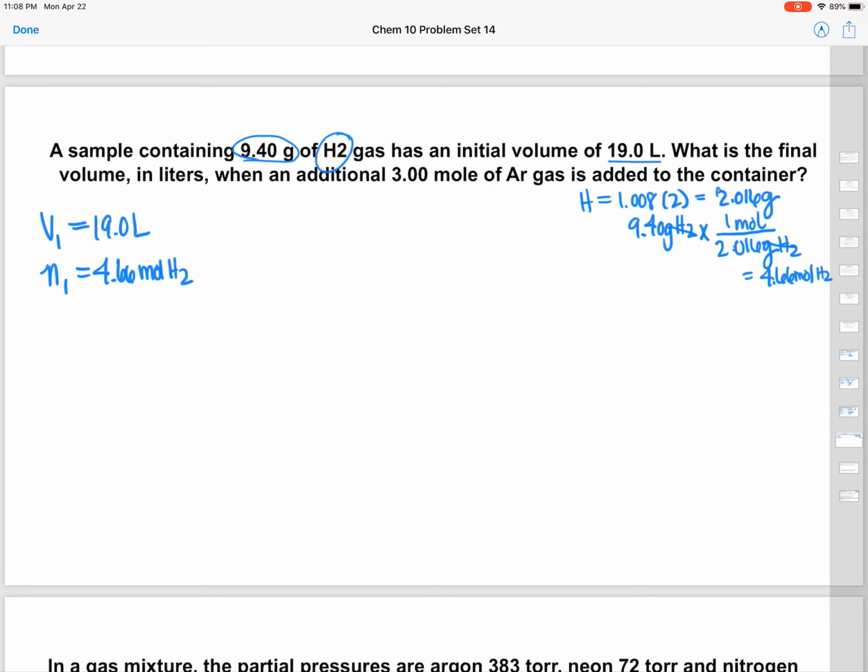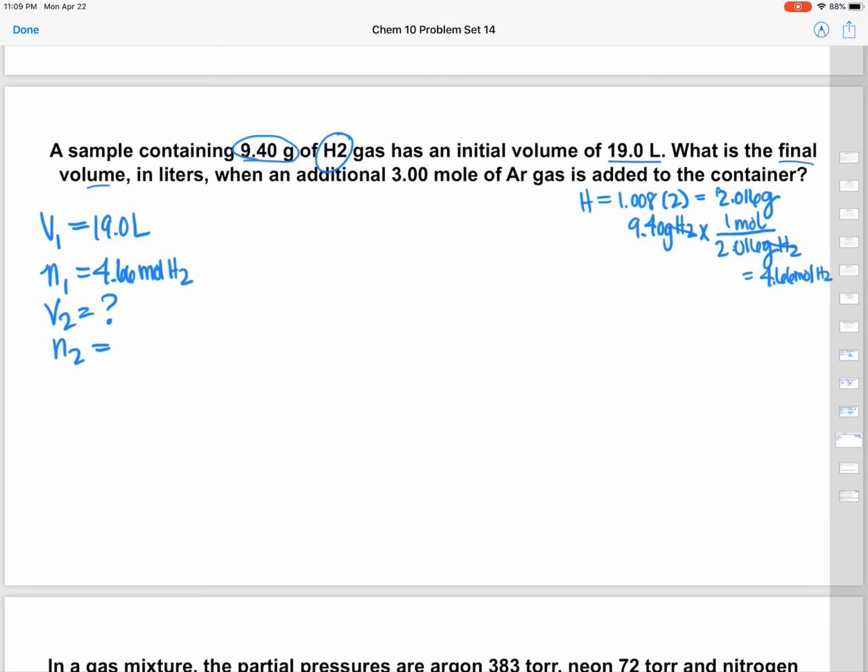Okay, and our V2, our final volume, looks like that's what we're solving for, so we don't know that yet. Our N2, okay, this is actually a little bit tricky. A lot of students make this mistake, including myself the first time around, because you get in a hurry when you're going through it and you don't really pay attention sometimes.